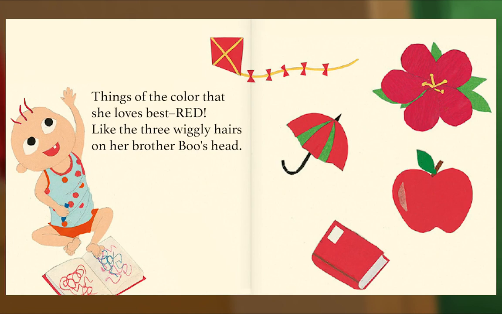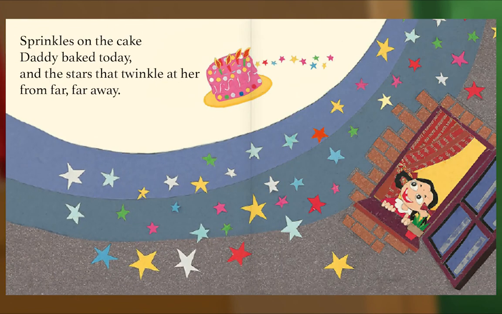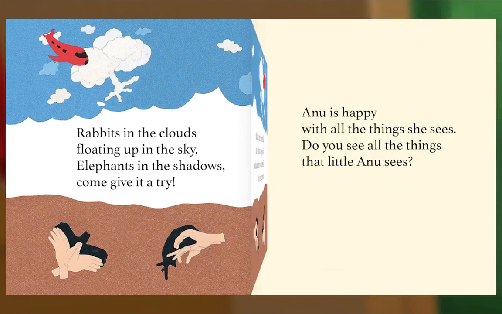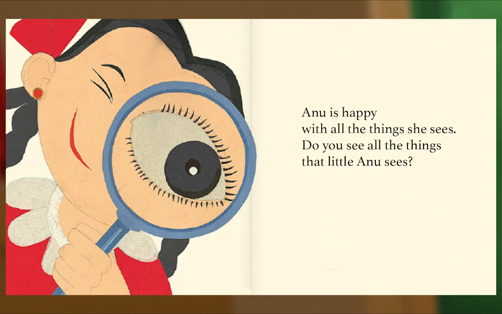Things of the color that she loves best, red, like the three wiggly hairs on her brother Boo's head. Sprinkles on the cake Daddy baked today, and the stars that twinkle at her from far, far away. Rabbits in the clouds floating up in the sky, elephants in the shadows, come give it a try. Anu is happy with all the things she sees. Do you see all the things that little Anu sees? The end.